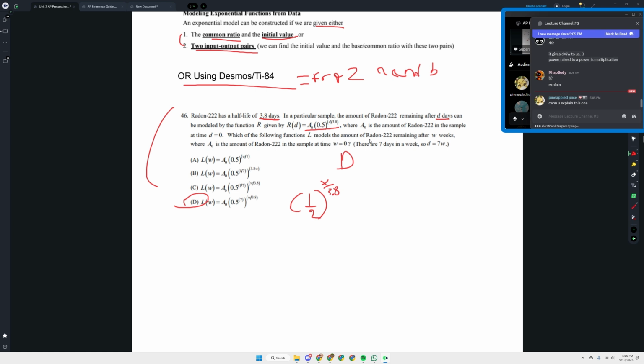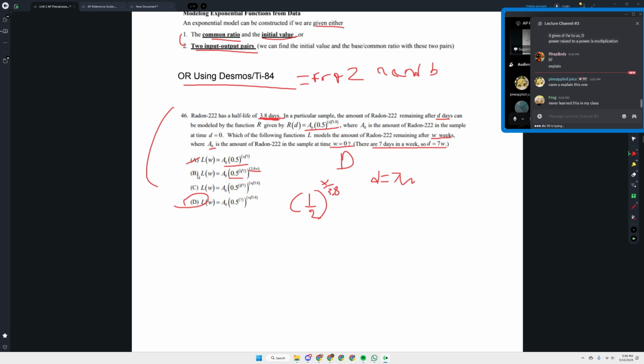The twist we're seeing is we're changing it to weeks, where A of 0 is the initial amount. There are 7 days in a week, so D is equal to 7W. From there, we see that it can't be A because that removes the 3.8. Then we look at the next one, 0.5 to the power of 1/7 times 3.8 times W. That doesn't work because that's still supposed to be divided by. So now we're between these two, one to the power of 7 or to the power of 7.